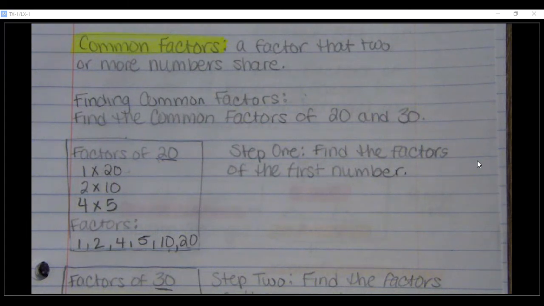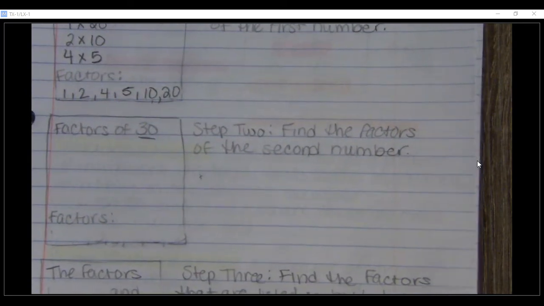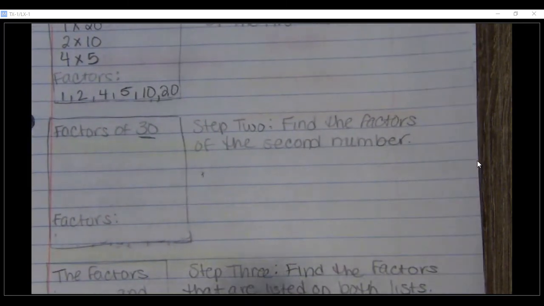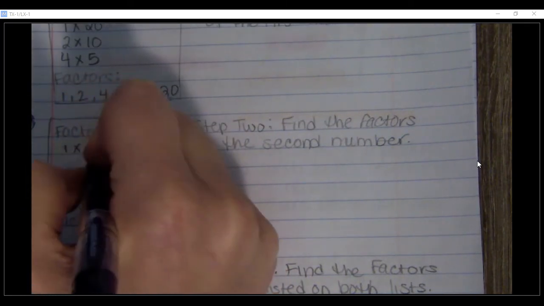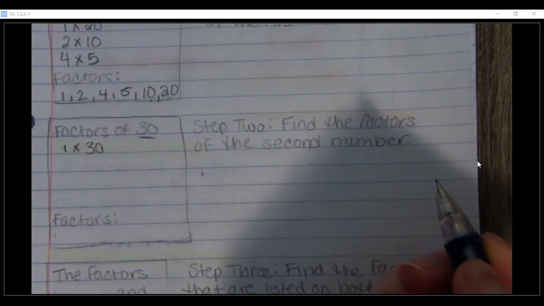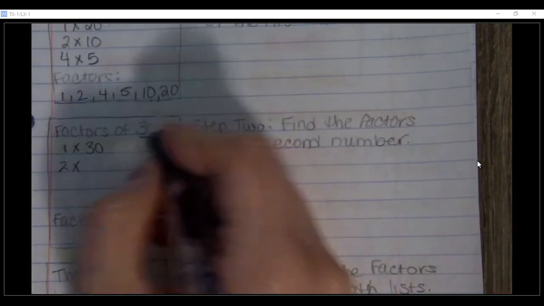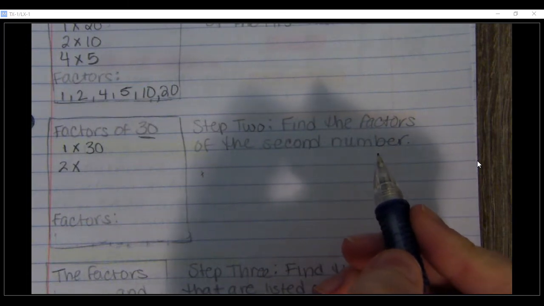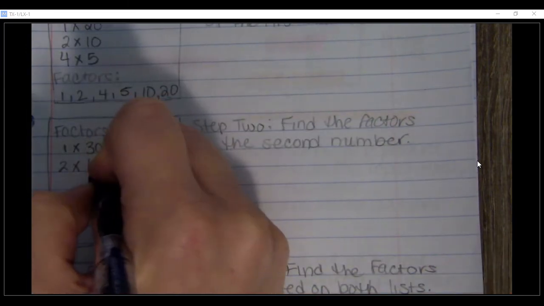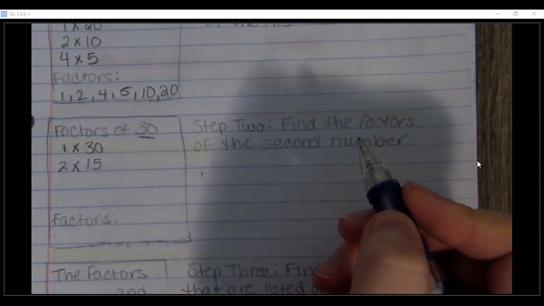Great, we did step 1. Now let's move on to step 2. Find the factors of the second number. Oh, well, that makes sense. So again, I'm going to start with 1 and the number itself. Then I'm going to try 2. It's an even number, so that must mean that something times 2 equals 30. And that number is 15. 2 times 15 is 30.